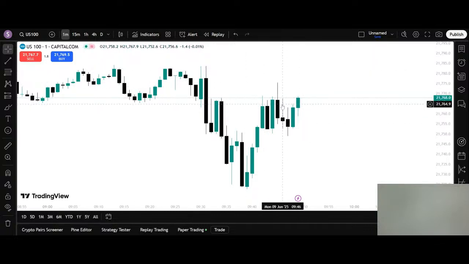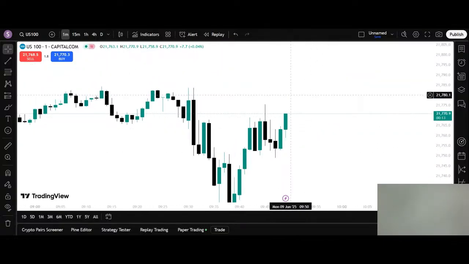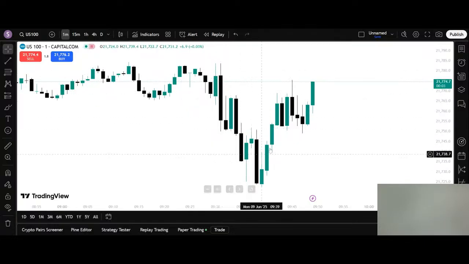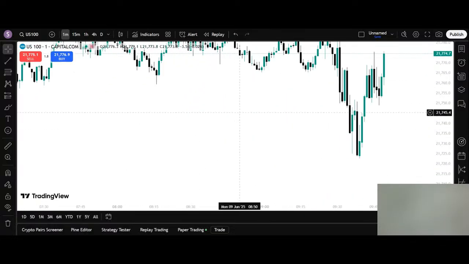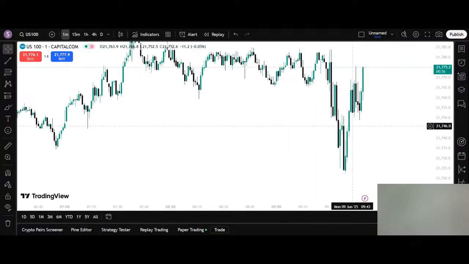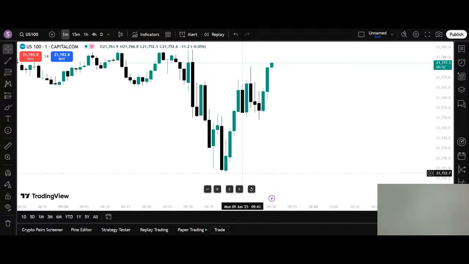The 1 minute looks good. This candle is the 9:30 opening. As you can see, it went up a little and then came down and crashed, taking all this sell side liquidity, and then it's pumping again. Just have to wait for it.